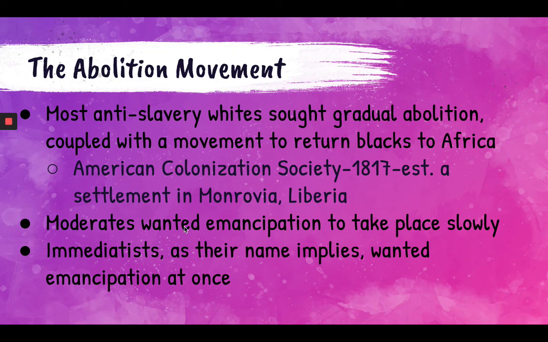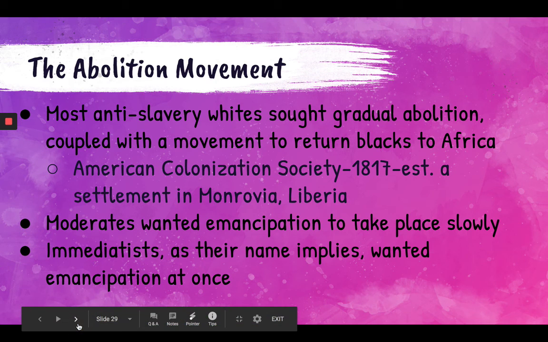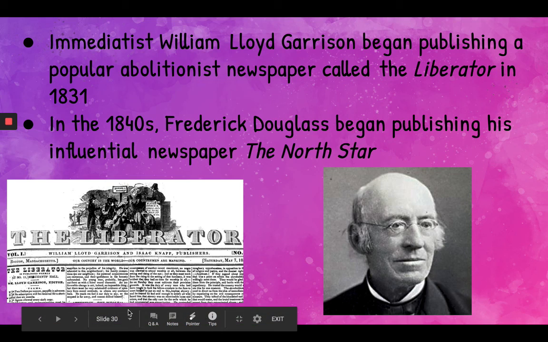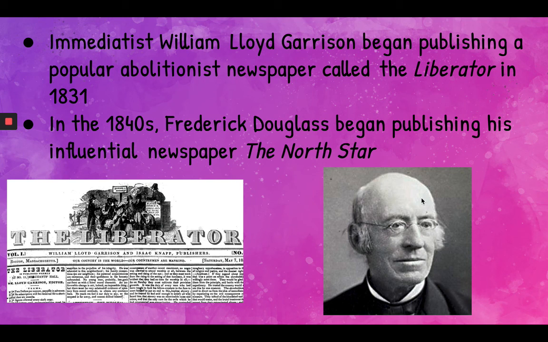Moderates obviously wanted emancipation to take place slowly, whereas people known as immediatists, as their name implies, wanted emancipation immediately. A very famous abolitionist was the author and journalist William Lloyd Garrison, and this is him here, who published his newspaper called The Liberator. He was from Pennsylvania, so pretty neutral ground, not somewhere in the deep South, but The Liberator did a really good job of discussing slavery and putting it right in front of people's faces.